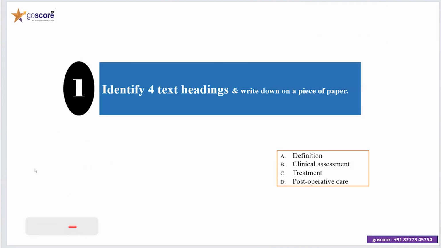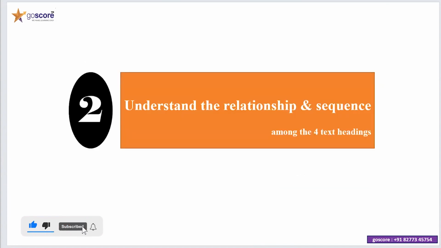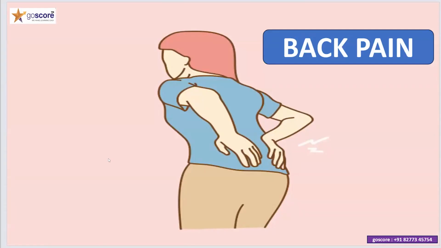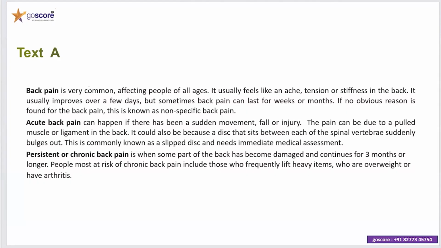Fine. So the same thing: identify the four text headings and write them down on a piece of paper. Second, understand the relationship and sequence among the four text headings. Then skim the four texts and highlight the clues, which we have explained already. So this is today's topic, back pain. When you get the material, it will be like this.